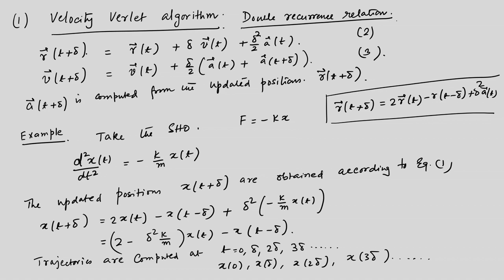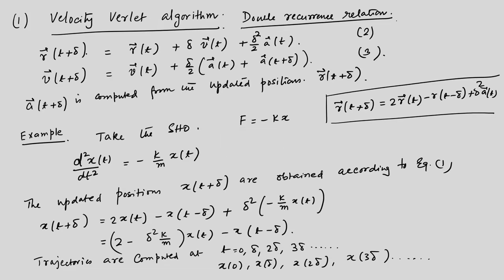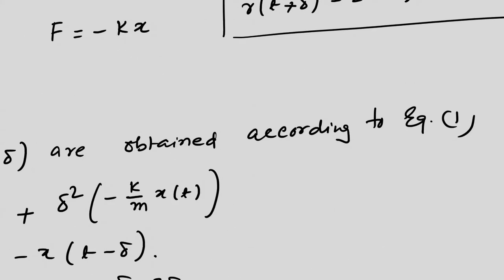And so if you do the same thing with the velocity Verlet, so this is just the position formula, which is equation 1, and doing the same thing with the velocity Verlet, applying equations 2 and 3, which you can see that r t plus delta equal to r t plus delta v t and delta square by 2 a t, where v t plus delta equal to v t and then delta by 2, a t and a t plus delta. So, these are the accelerations computed at those values.